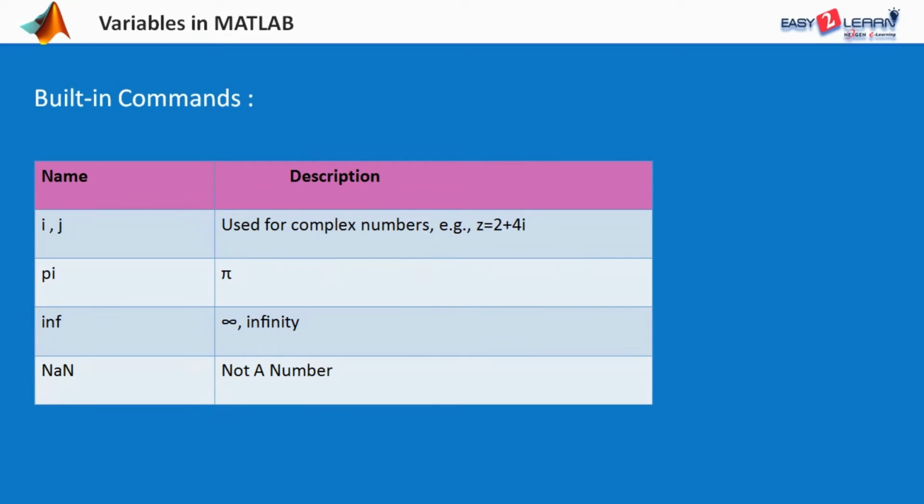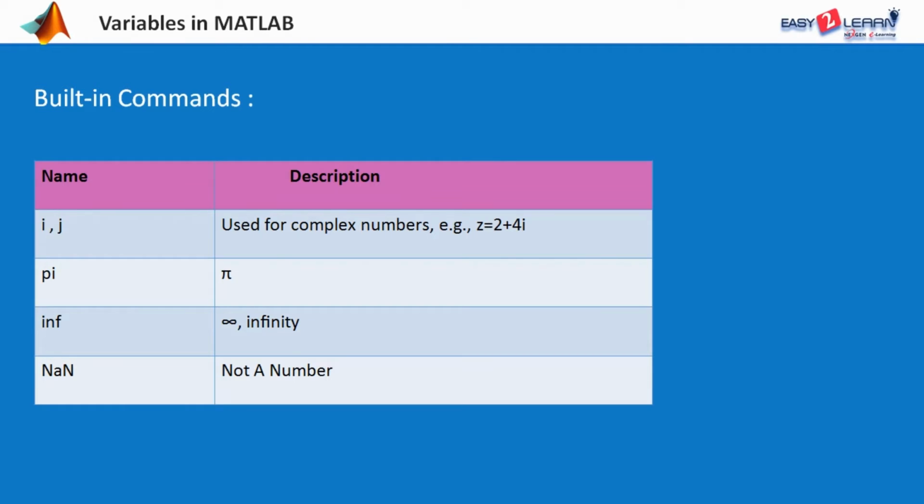We have various built-in commands like i or j, which are used as the imaginary part of a complex number. If you want to write a complex number like z equals 2 plus 4i or z equals 2 plus 4j, then that 4i or 4j represents the imaginary part of that complex number. You can write pi as pi. There is not a symbol of pi. You have to write pi as pi.